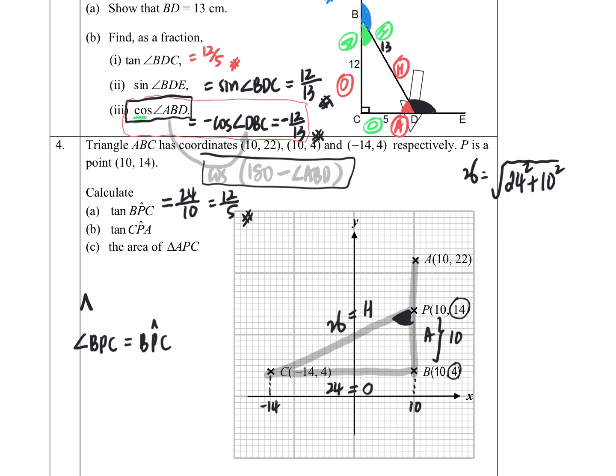Even if they don't write, it will be in a fraction form. But if you give me decimal, I will accept. So instead of 12 over 5, you give me 2.4. If they never say write as a fraction, I will also accept, because the question never says must leave as fraction. Then decimal is accepted. Okay, next one, tangent CPA.